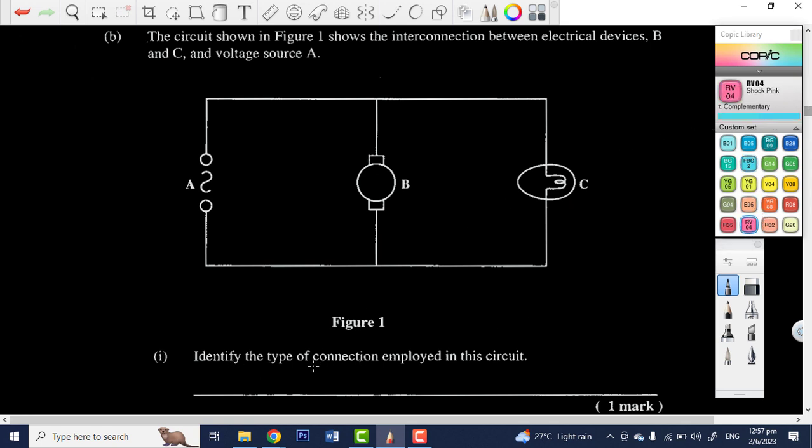Yes, sir. All right. So next thing says that the circuit shown in figure 1 shows the interconnection between electrical devices B, C, and a voltage source A. So here we have a circuit. The first thing we need to do is to identify the type of connection employed. I should have mentioned series and parallel circuits, but it allows us to talk about it here now. So this is our voltage source, and we're going to have electric current flowing from this source right here.